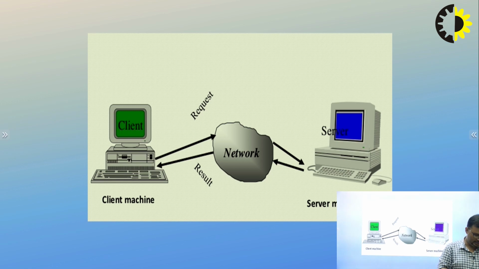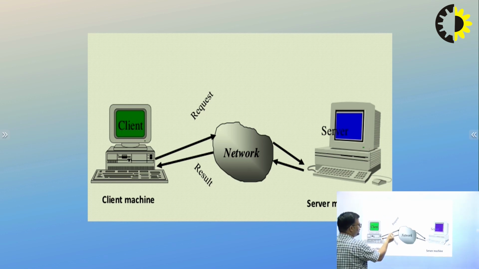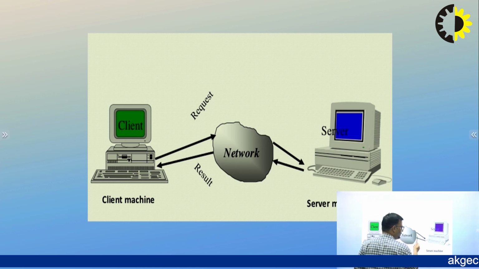Okay, this is the client and this is the server. The client sends the request to the server, and the server finds this message, then the server sends the information in the form of a response. The response goes into the network, and through the network the client gets the information of our request.